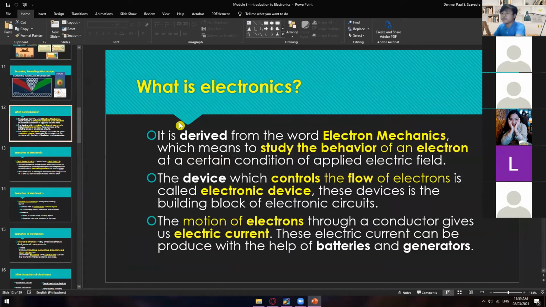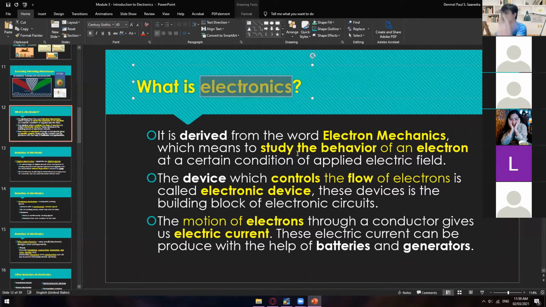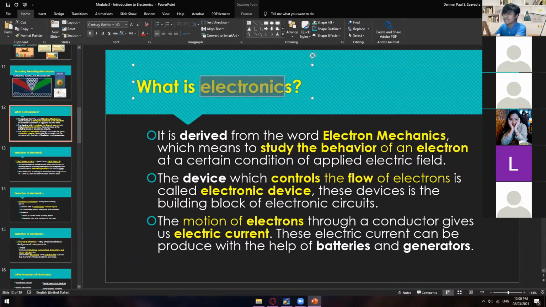All right, so let us now move to electronics, which is the main topic of our module 3 or discussion for today. So what is electronics? It is derived from the word electromechanics, which means to study the behavior of an electron. Before, this is how they called someone studying electrons. But as time goes by, they generalized it or categorized it as electronics only, because we have a lot of different parts or specialists or expertise when it comes to electronics. So later on, you will know what the branches of electronics are. But before, it was just one, which is called electromechanics. As time goes by, it's now generalized as electronics.